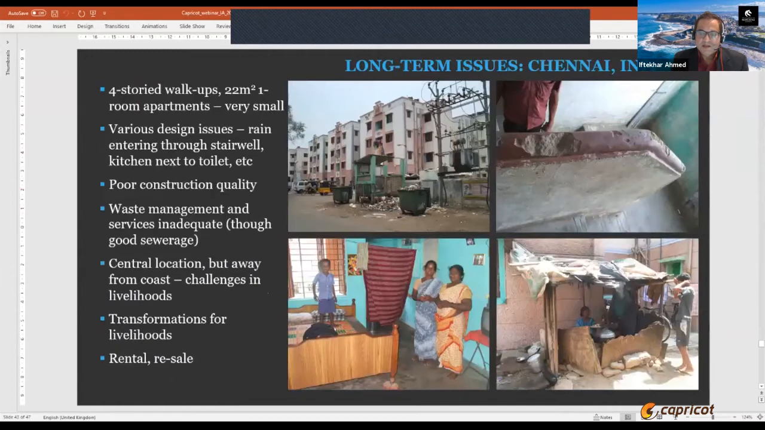It's just not easy. There's a project in India, in Chennai, walk-ups built for fisher folk by the Slum Clearance Board. And there were many issues. A very, very small house, 22 square meters. So you can see the photograph. It's just one room and impossible for large families to live there. And many of these were sold off or rented out, and people went back to their fishing communities on the coast.